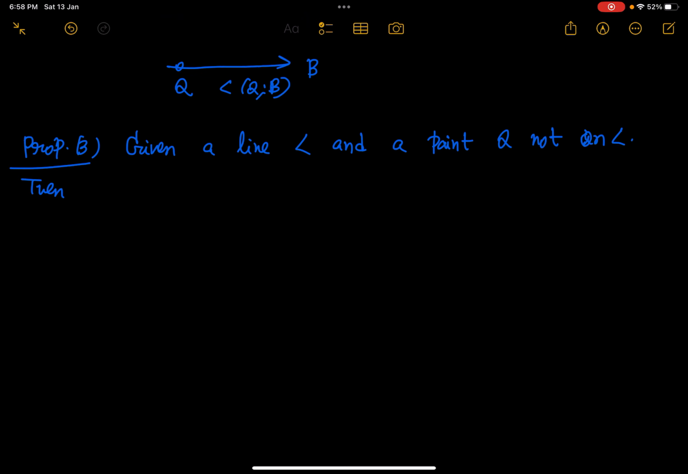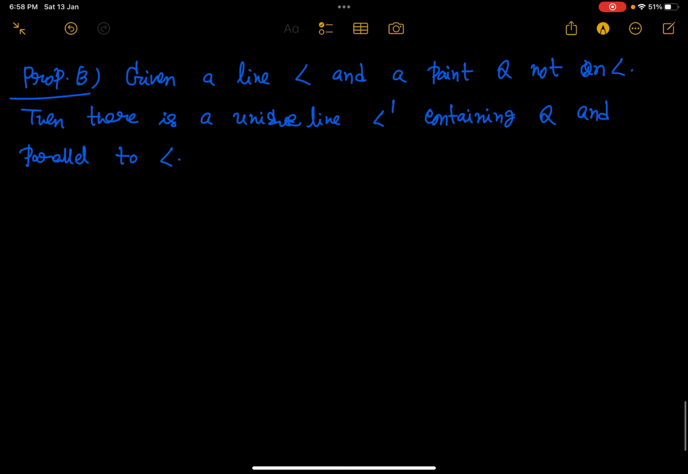So there is one and only one, a unique line L dash, containing Q and parallel to capital L. So how will we prove it? What it says is that you have a given line capital L and some point Q. Of course, this line will go through some point P, and it will have some direction.